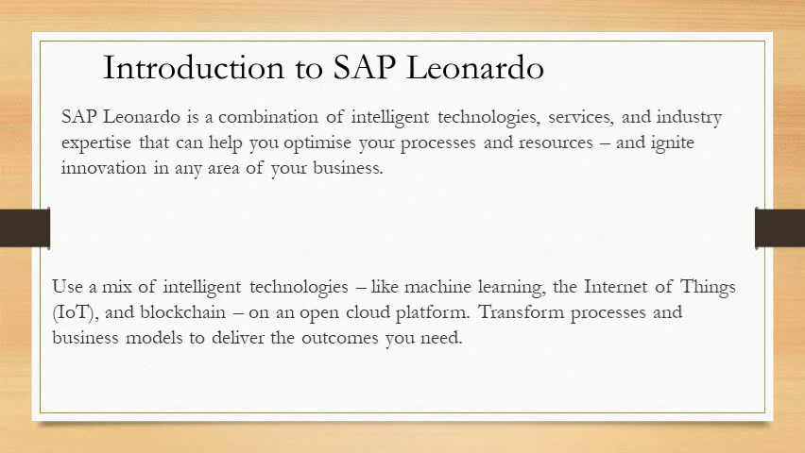Now, introduction to SAP Leonardo. SAP Leonardo is a combination of intelligent technologies which we have learned in our previous slides, that is emerging technologies, services, and industry experts that can help you optimize your processes and resources and ignite innovation in any area of your businesses. So it uses a mix of intelligent technologies like machine learning, the Internet of Things, IoT and blockchain, on an open cloud platform. Transform processes and business models to deliver the outcomes you need.